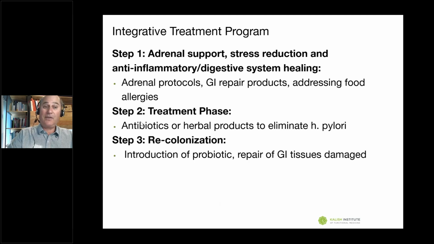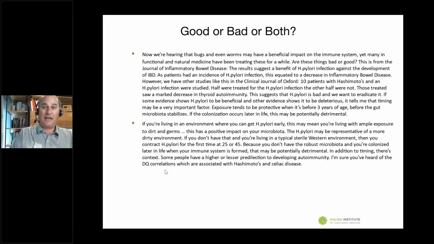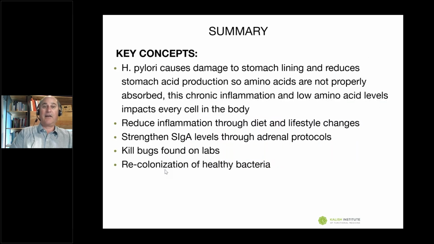Then when you get to the killing phase for H. pylori, you can either use antibiotics or herbal products. In the Mayo Clinic study we did, 8 out of 9 times we got rid of the H. pylori with the herbs. So you don't have to use medication. There are some times when medications are way more appropriate based on the patient, but you can do it either way. And then as soon as that's clear, you want to get all the GI stuff repaired. That's all the bad things that have happened, okay? Adrenal programs are key, and here are the key concepts.